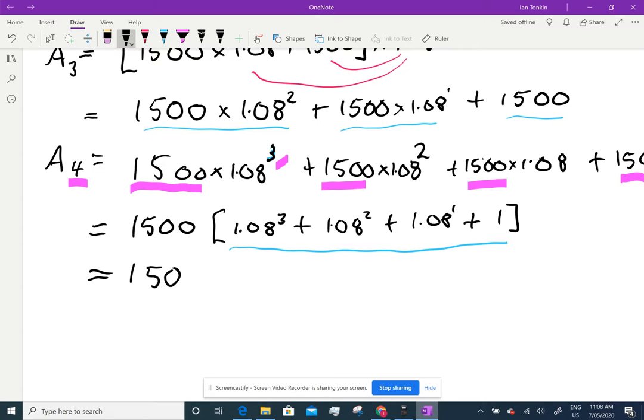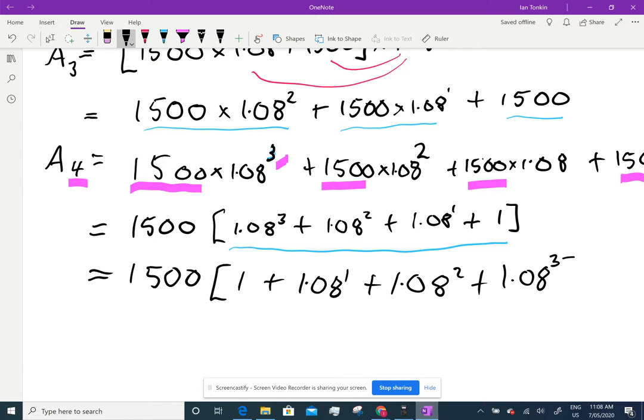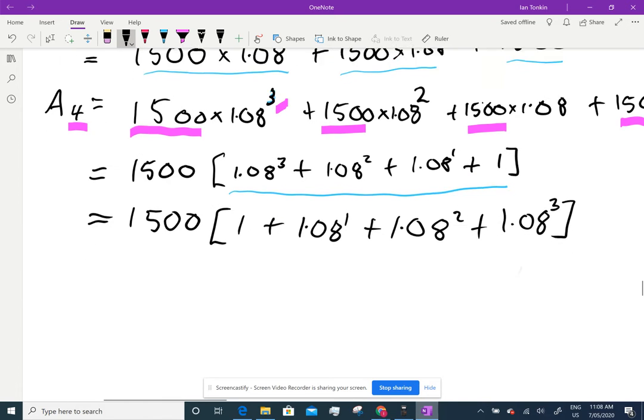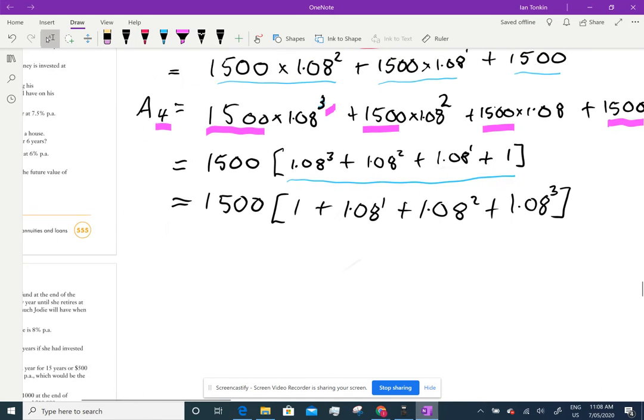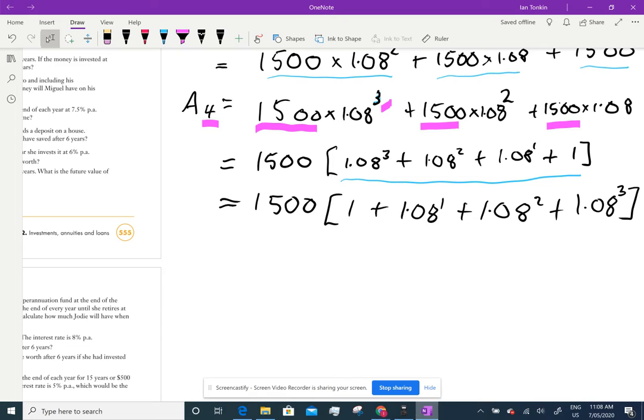So 1500, 1 plus 1.08 to the 1 plus 1.08 to the 2 plus 1.08 to the 3. And there's my series. Okay, now I can keep doing this, but I don't want to go through and do this all the way. Can I see the pattern and just go now straight to A15? Yes, I can.